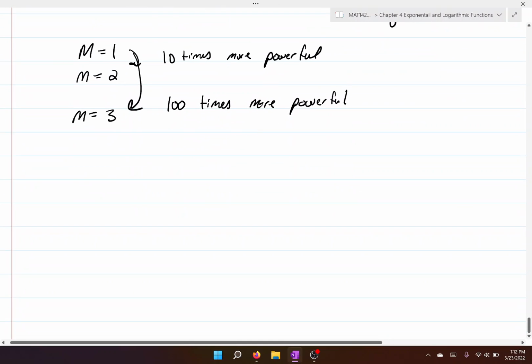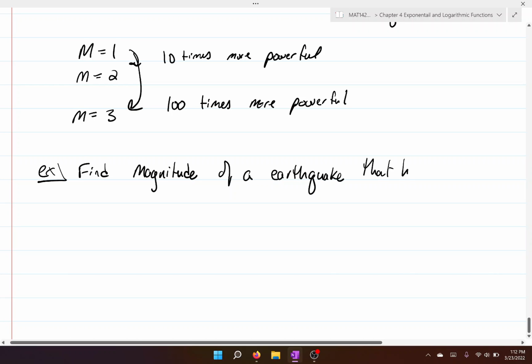So the example that I want to go over is we're going to find the magnitude of an earthquake that has an intensity of 3.75 on the Richter scale.